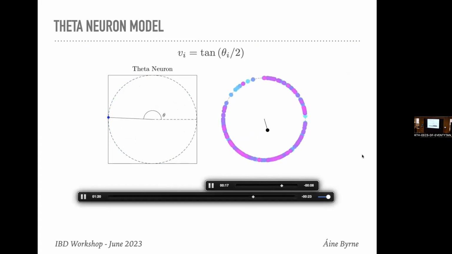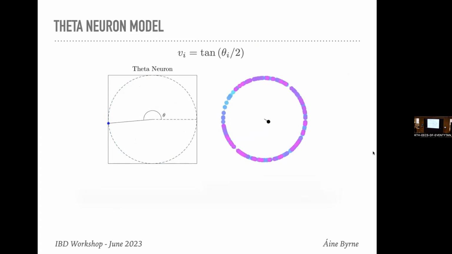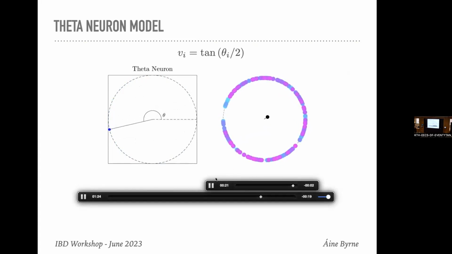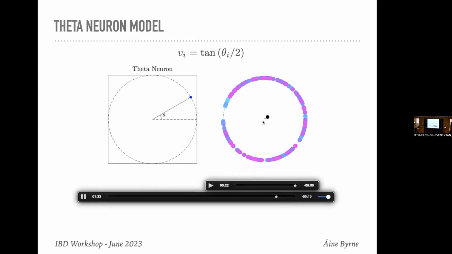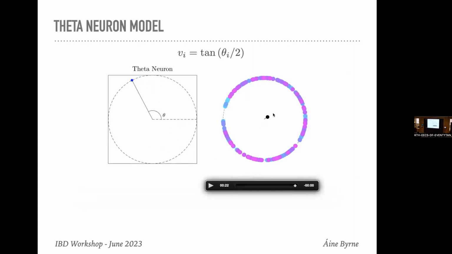Whereas now, you'll see in a second, the neurons have all very different phases. Say here, pause that. And that black dot is in the center. And there we'd say they're asynchronous. They all have very different phases. And the distance from the center to the dot is small. It's close to 0. So they're asynchronous.